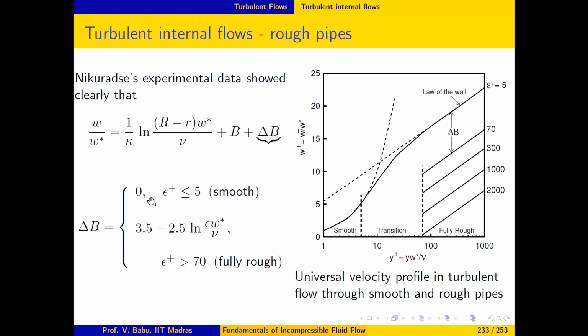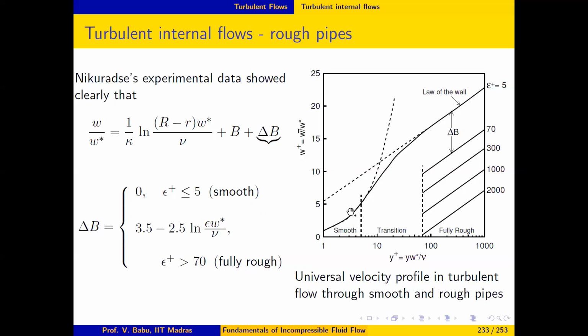But he also calculated from his experimental data the amount of the shift. The shift is zero when the roughness was such that epsilon plus, which is nothing but epsilon times W star divided by nu, is less than or equal to 5, and we may consider the pipe to be smooth. And if epsilon plus is greater than 70, then the downward shift was given by this amount, and this could be considered to be fully rough. So this was what he said.